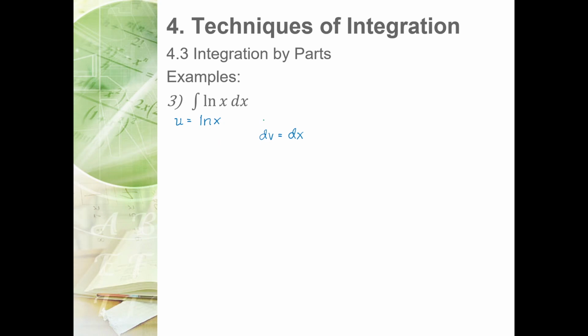Getting the integral of dv, v gives us x. The derivative of u, ln x, is dx over x. So du becomes dx all over x. Right? I think this is the correct derivative of ln as far as I can remember.